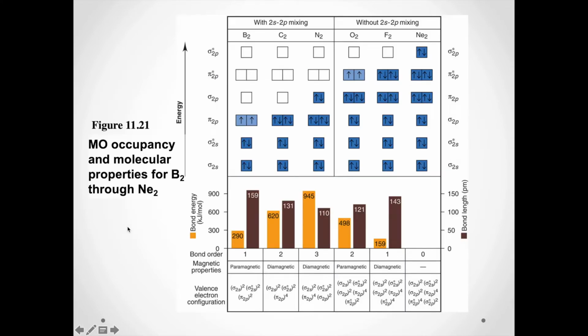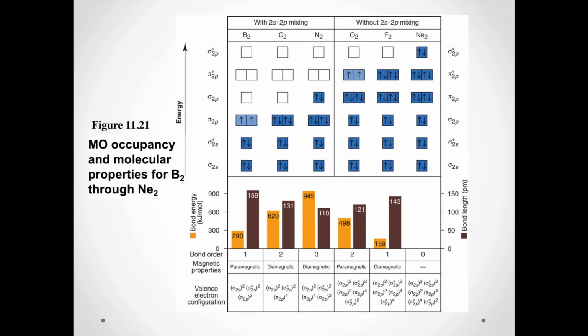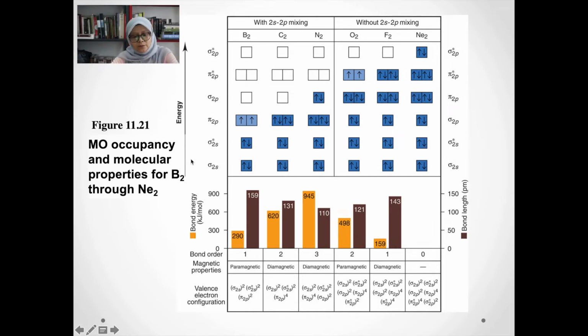How to determine the paramagnetic, the diamagnetic, the HOMO and also the LUMO: these four things you need to know. Let's say I have an example of this figure 11.21, with sp mixing and without sp mixing. First, what do you still remember about para and diamagnetic? Para is with unpaired electrons while diamagnetic is with paired electrons.